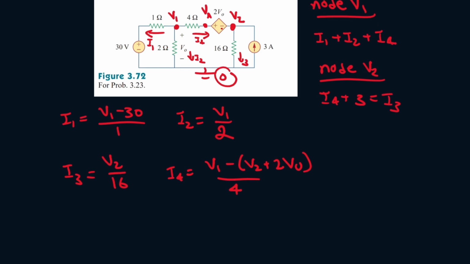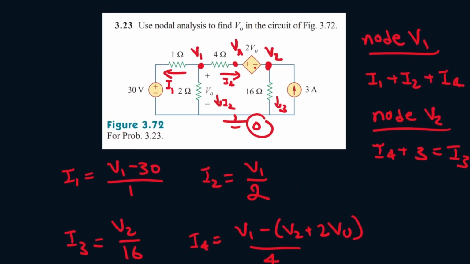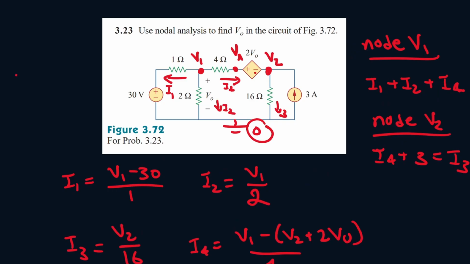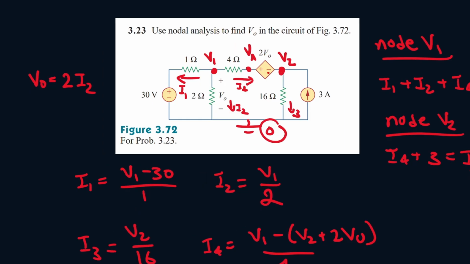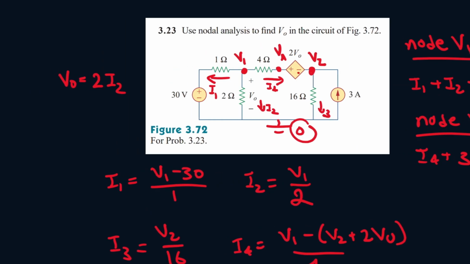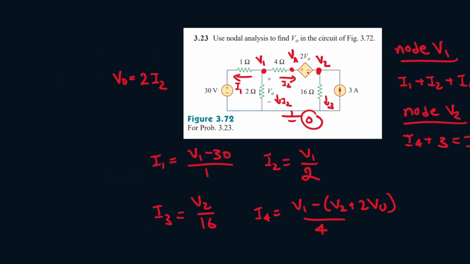So we know that, looking here, VO is equal to 2 I2, okay? Positive I2, as I2 moves downwards, so it hits the positive terminal first. So VO equals 2 I2. Now look at this. So we have this equation here: I2 equals V1 all over 2.